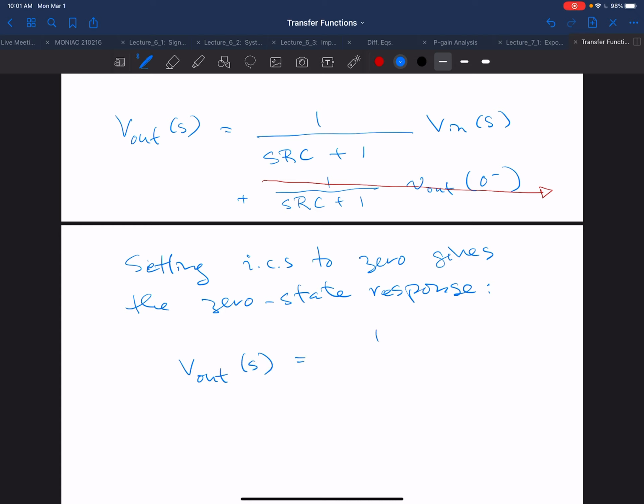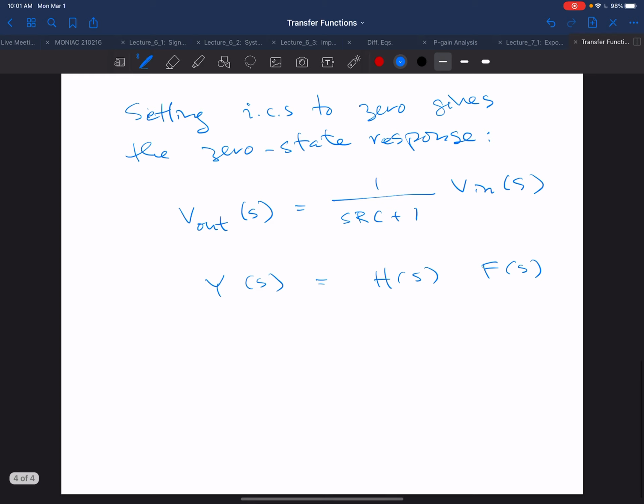So in this case, V out of s equals 1 over sRC plus 1 times V in of s. So this is of the form Y of s equals H of s times F of s. And the H of s, in this case 1 over sRC plus 1, is our transfer function. This is the transfer function of the circuit.